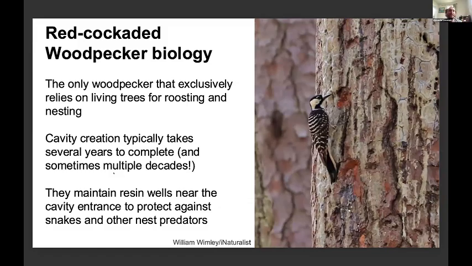But one benefit is that one thing that they do is they maintain these resin wells near the entrance of their cavities. One example of these resin wells is shown in this picture here. And because this is a living tree, these little wells leak resin regularly, and this coats the trunk of the tree. And this is a pretty effective deterrent against potential nest predators. Specifically, the black rat snake loves, if possible, to get into these cavities and eat the young and eggs. And this resin well strategy is a pretty effective deterrent against them. So there are benefits to relying on these living trees.